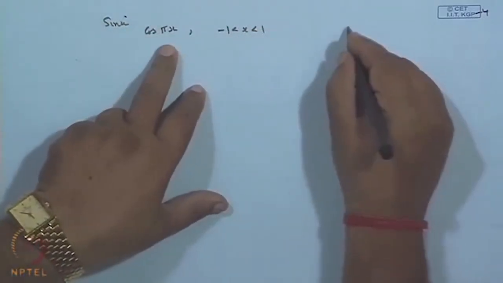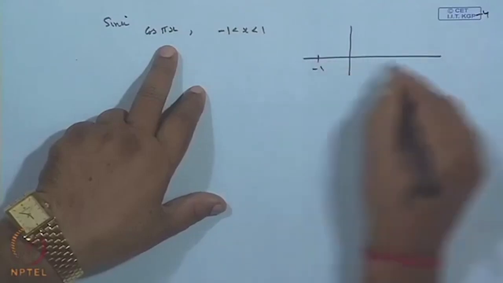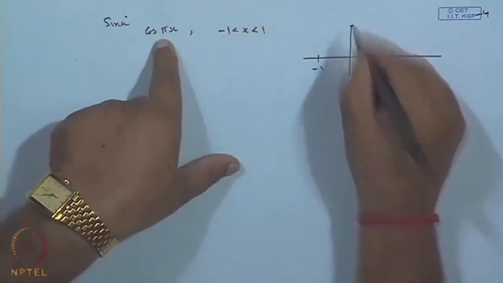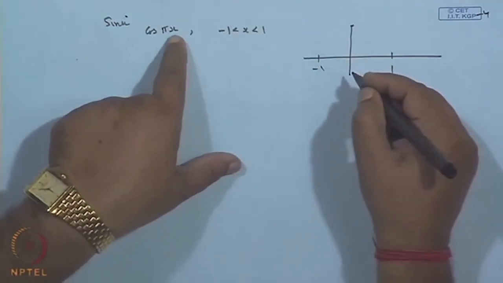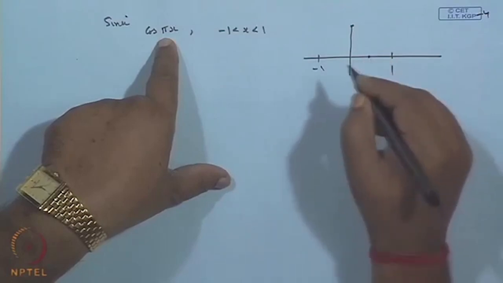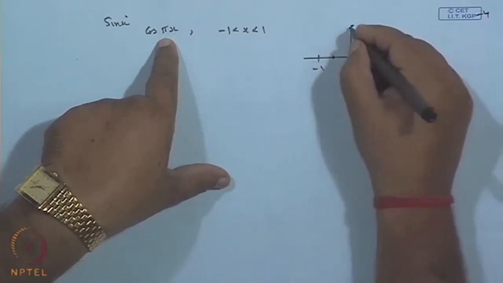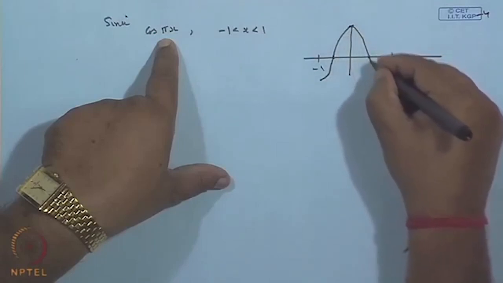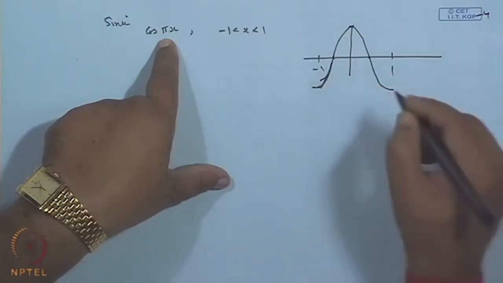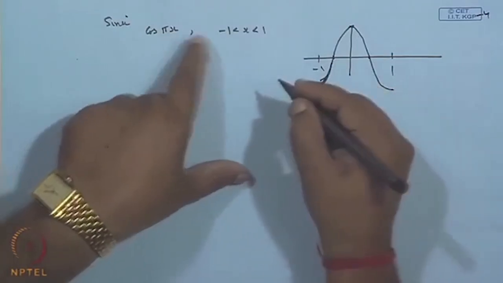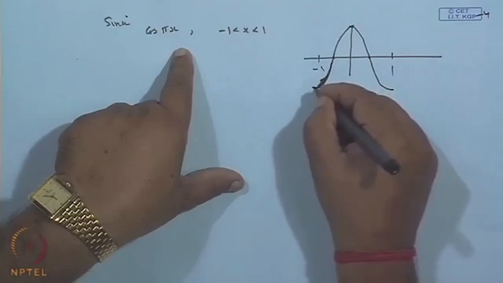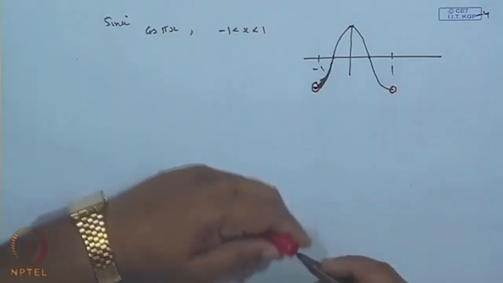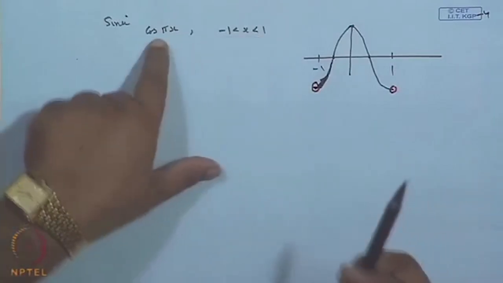the function cos(πx) has a graph like this, from −1 to 1. When x is 0, cosine 0 is 1. Okay, so when x is 1/2, that is π/2, cos 90 degrees is 0. Similarly at −1/2, it is 0. So it will be something like this. And when x equal to −1, it is not touching −1. In fact, this point is not attained. Similarly, this point is not attained. But when it is −1 and +1, the value is coming to be −1.